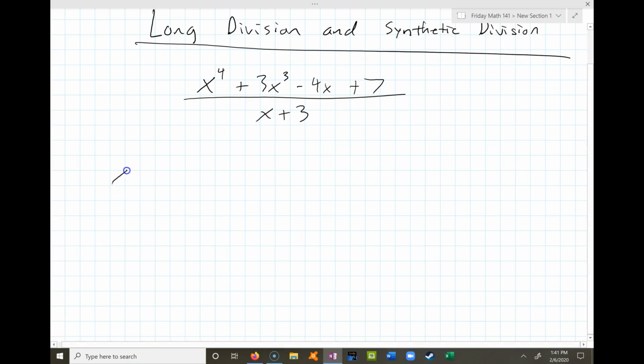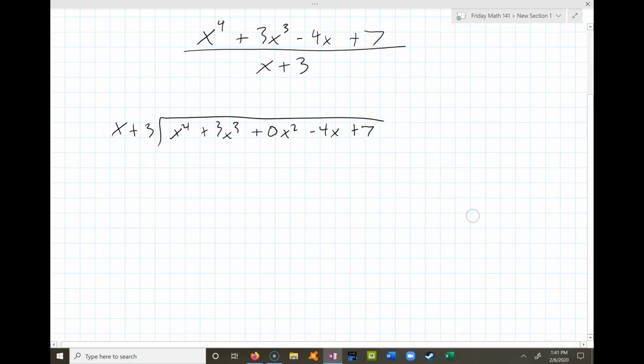If I'm going to do long division, I just write x plus 3 over here, and inside the division bar I'm going to put x to the fourth plus 3x cubed, and a little extra plus 0x squared because I'm recognizing there's no x squared there, minus 4x plus 7. This little 0x squared maneuver is not imperative. You can do it without that, but I think it helps keep everything in the right order and in its right lines as you start doing this.